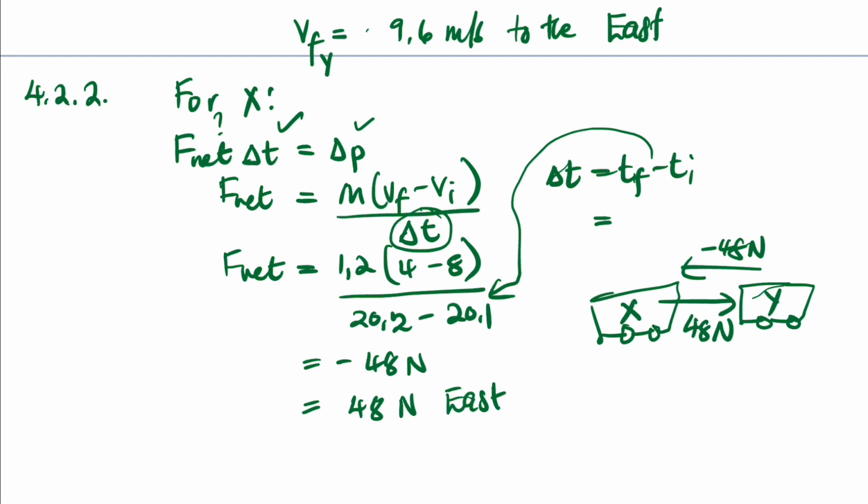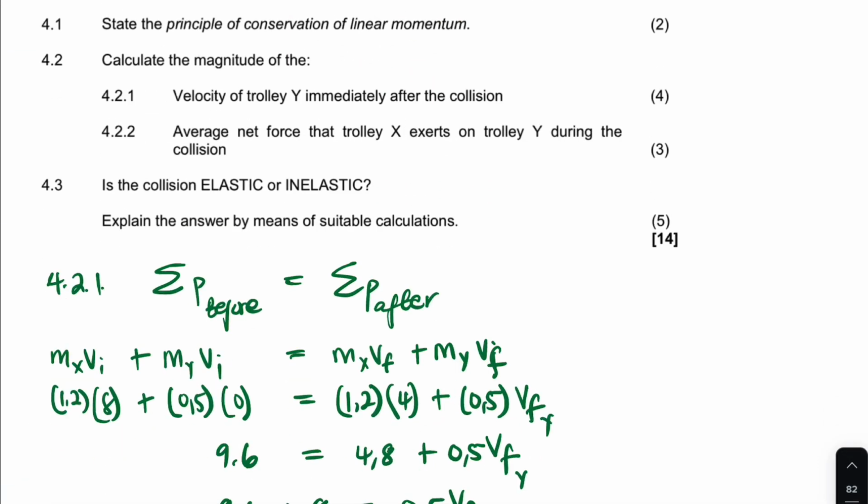Guys, it was going to be the same case if you use the quantities of trolley Y, but it was going to give you positive 48, so you can do that in any way, right? There are a lot of ways to do that, guys. Let's look at the last question there. It says, is the collision elastic or inelastic?